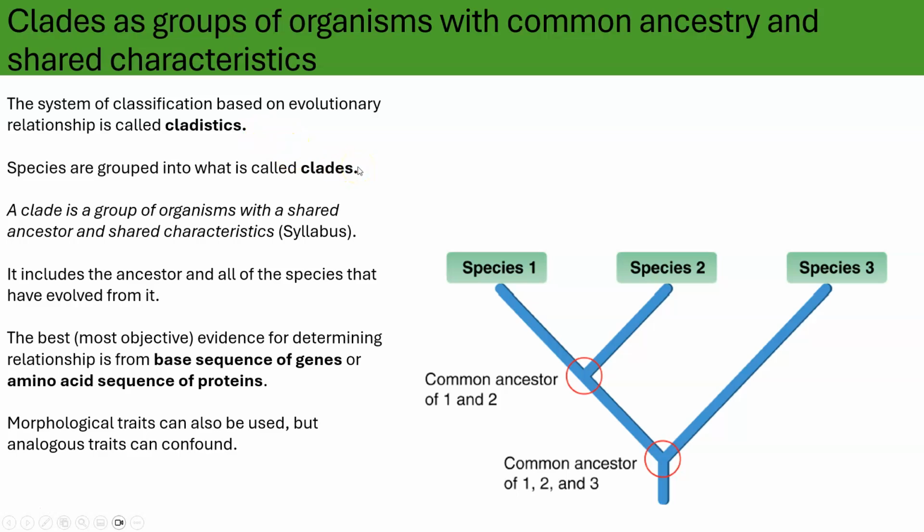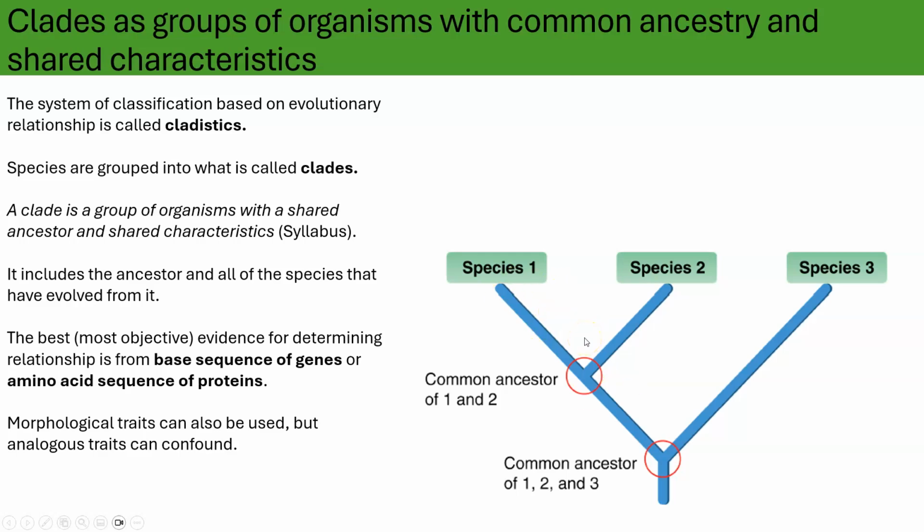Now, instead of putting them in different taxonomic ranks, like genera and families and so on, we instead use unranked groupings called clades. A clade is defined as a group of organisms with a shared ancestor and shared characteristics. That's what the syllabus uses for defining a clade. And as I have learned, a clade also includes an ancestor and all the species that have evolved from it. So it's basically a group of species, their ancestor, and all the species that have evolved from this one. You basically have all the offspring from one ancestor and the ancestor itself.